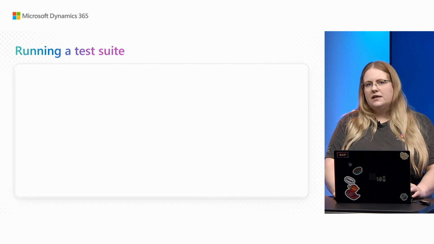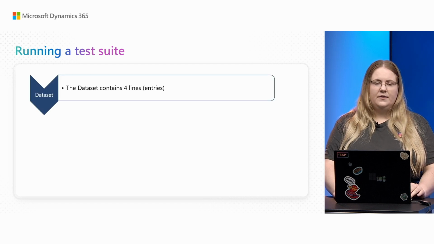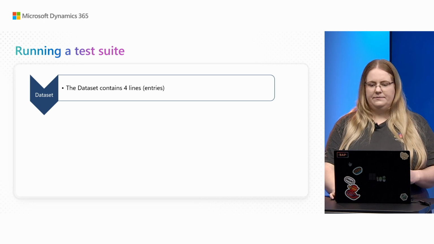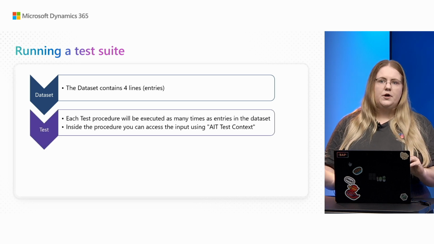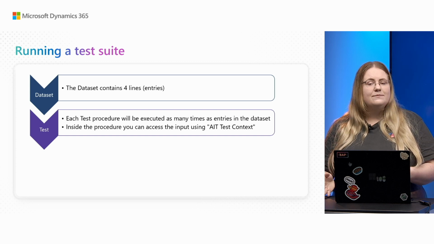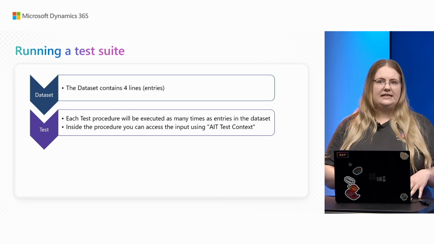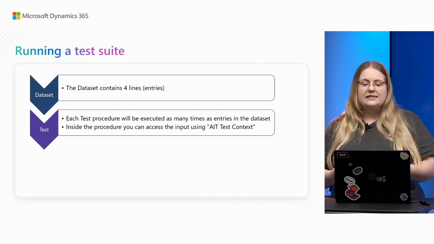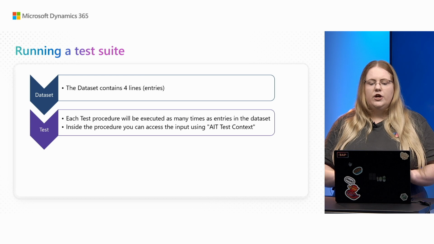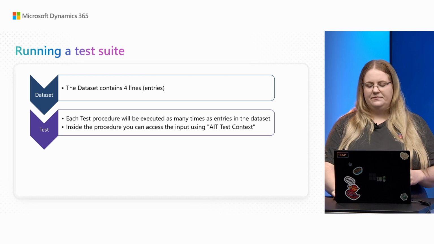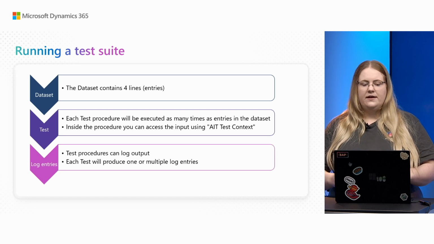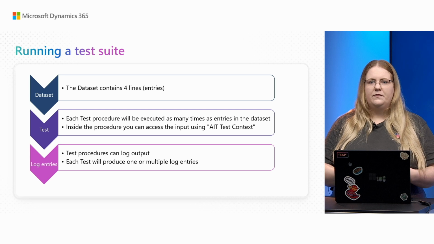So what happens when you're running a test suite? Let's imagine our dataset contains 4 lines, 4 entries. Each test procedure will be executed as many times as you have the entries in the dataset. And inside your test procedure, you'll be able to access the input from your dataset using a code unit, AIT test context. Then, test procedures can log output and succeed or fail as well, of course.